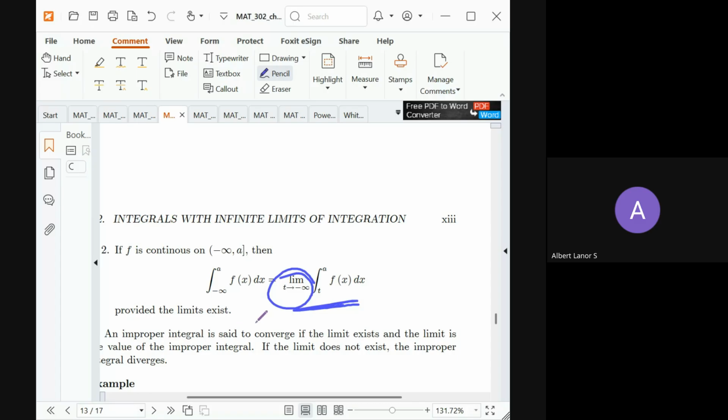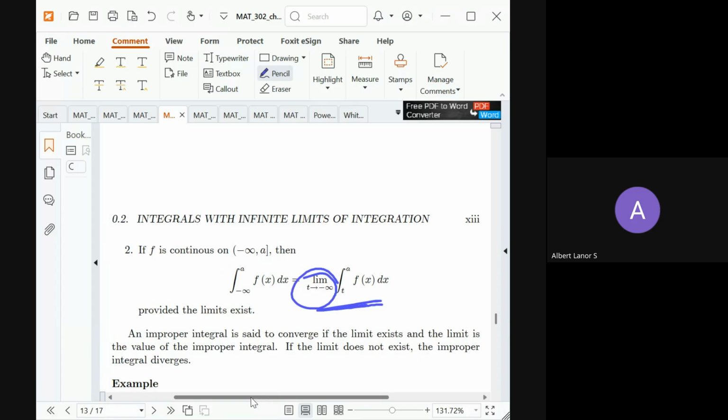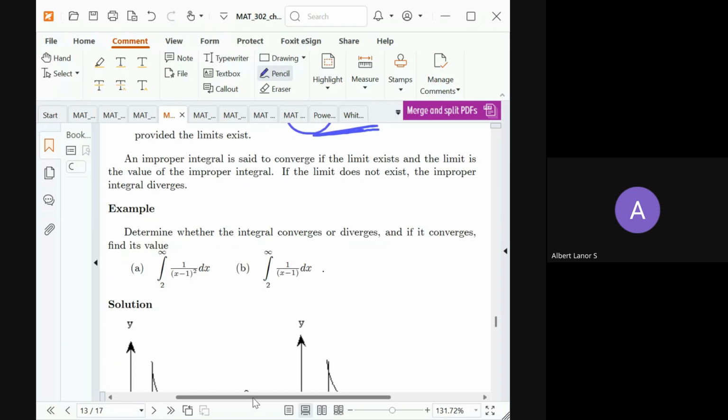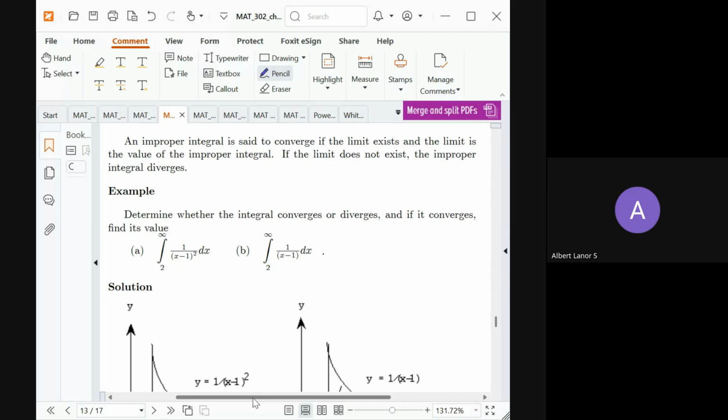All right, so an improper integral is said to converge if the limit exists, and the limit is the value of the improper integral. If the limit does not exist, then the improper integral is divergent, or the improper integral diverges. So let's look at some more examples.